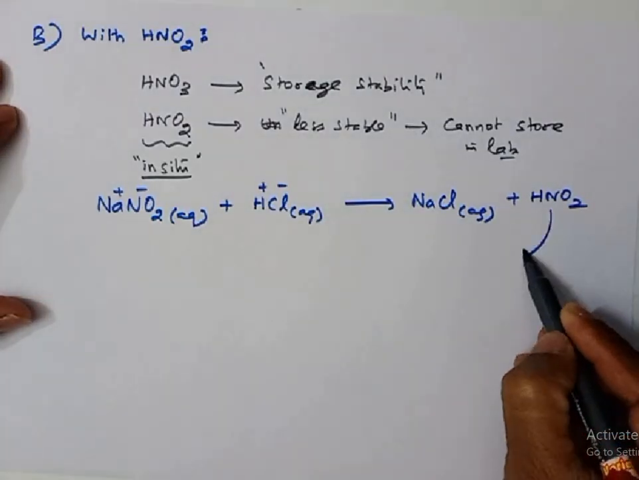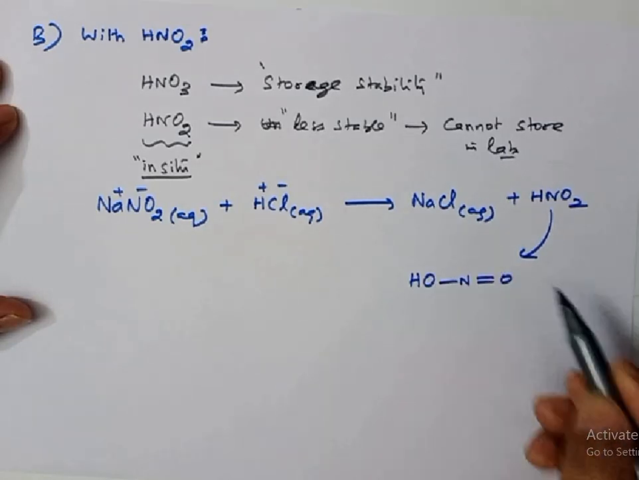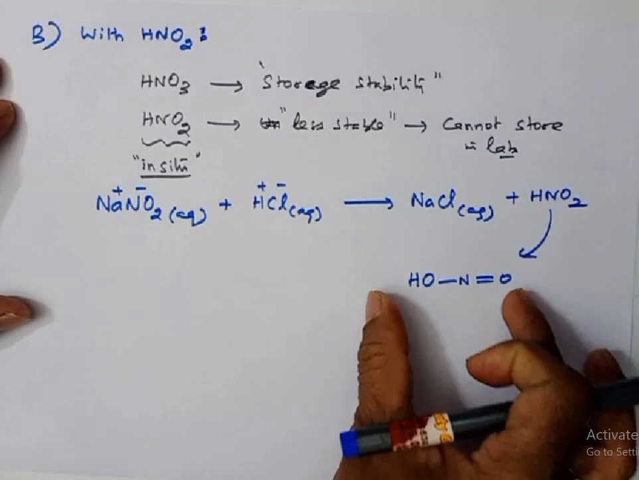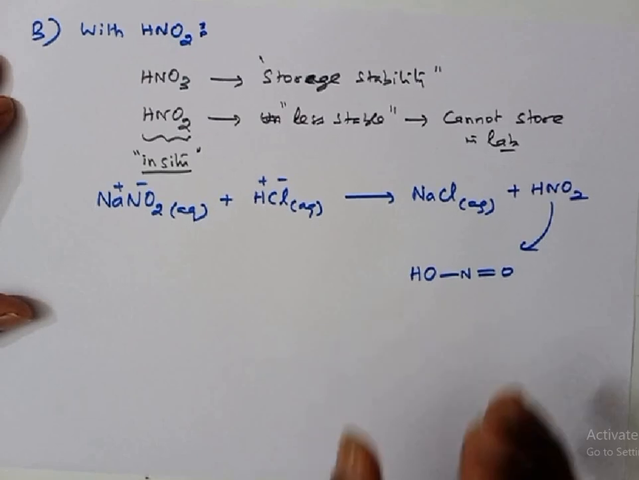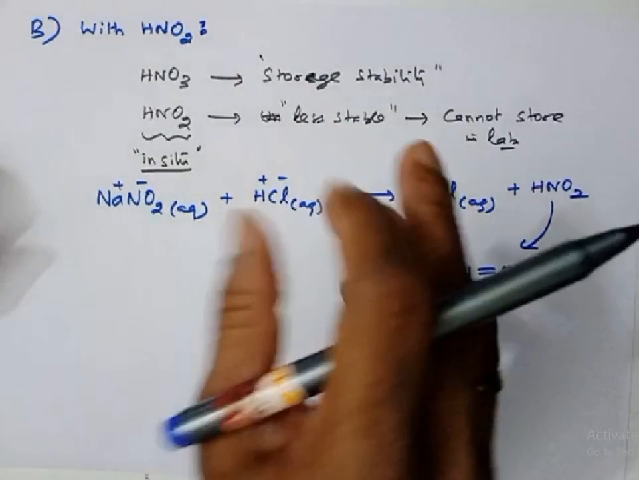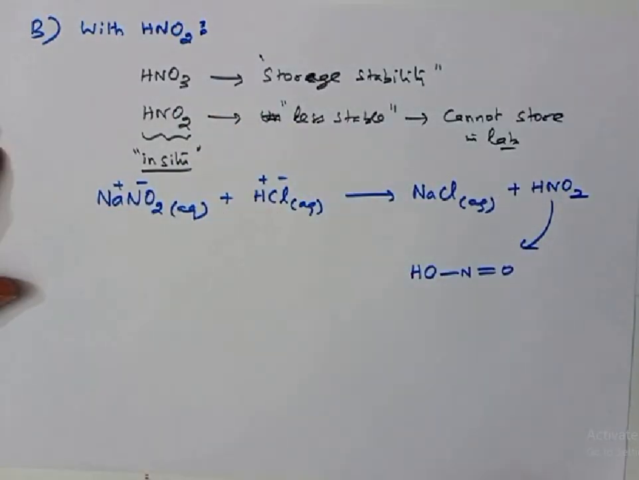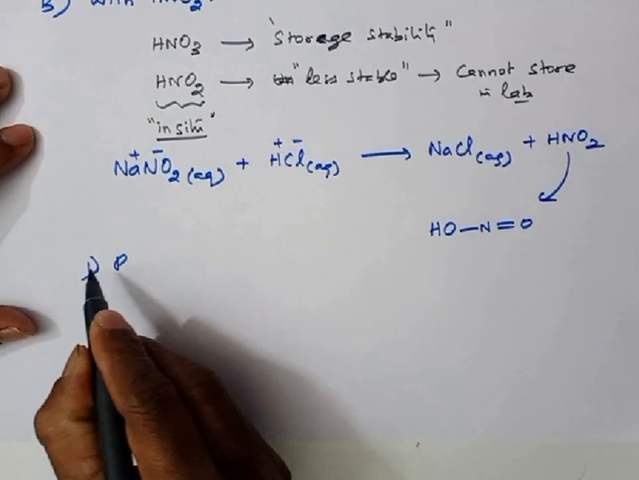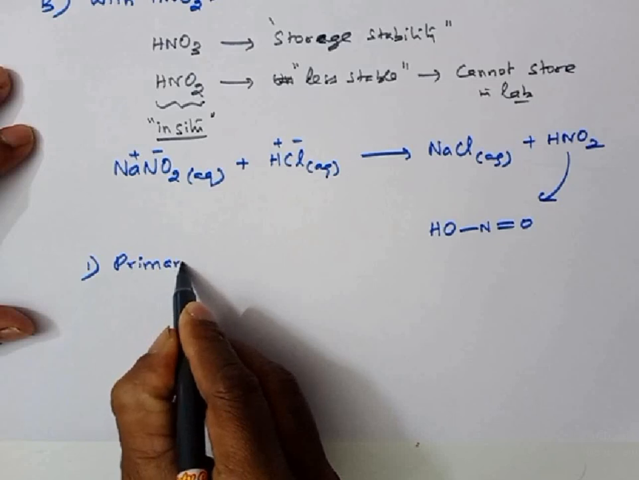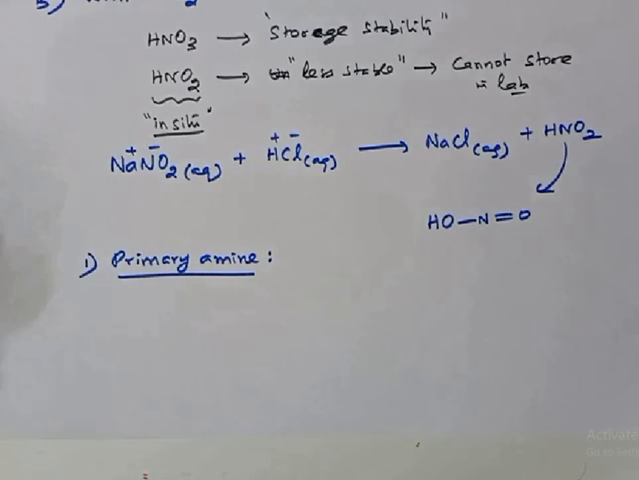Okay, and what is the structure of nitrous acid, student? Observe carefully. HO-N double bond O. This is the structure of nitrous acid. Remember this. Now, using nitrous acid, you can distinguish primary, secondary and tertiary amines. How? Listen, first I'll take a primary amine. How to distinguish primary, secondary and tertiary amines using nitrous acid.